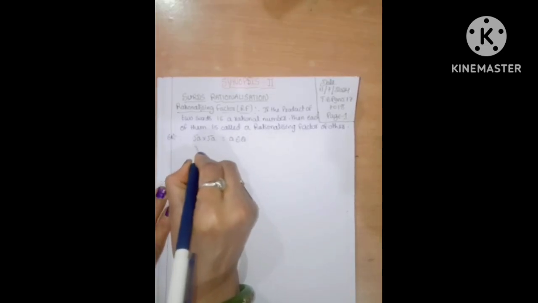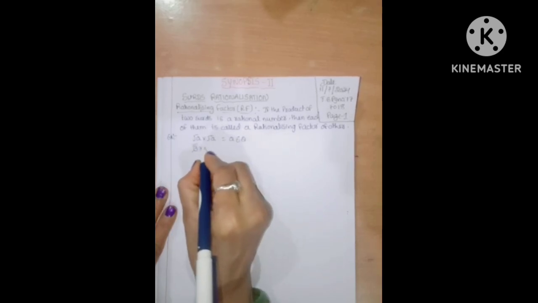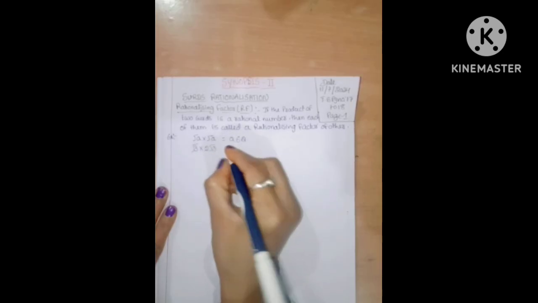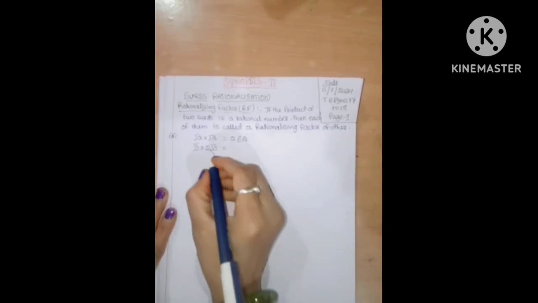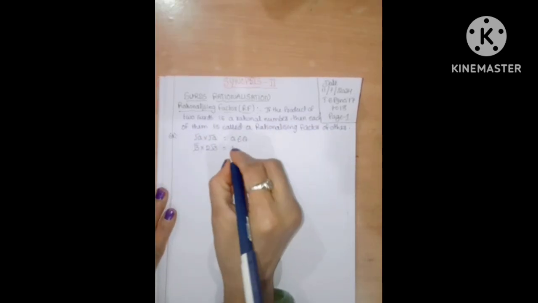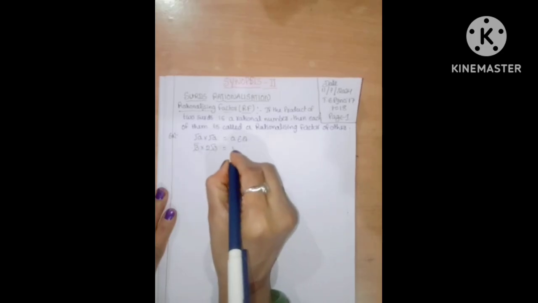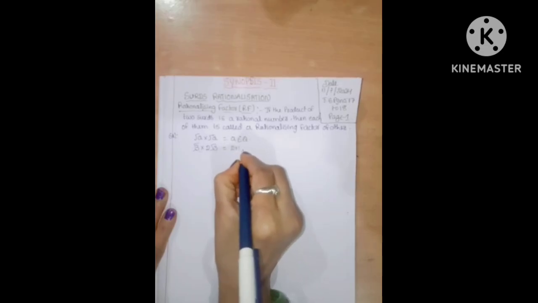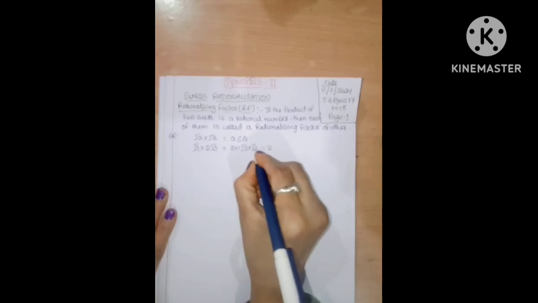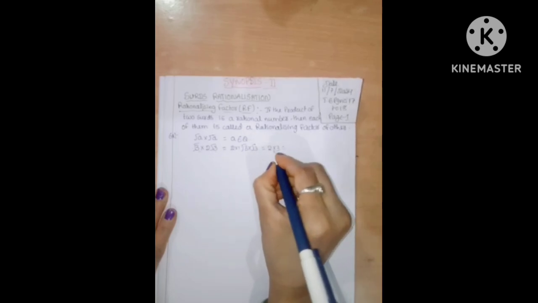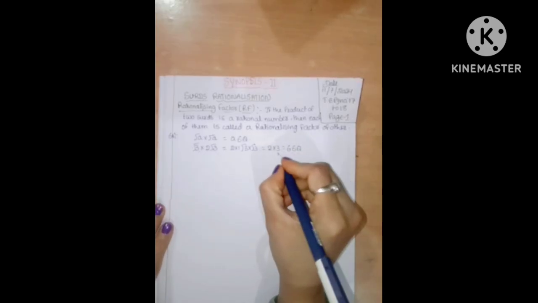For example, root 3 into 2 root 3. The product of the two surds is a rational number. The product of the orders is 2 times 1, and the product of the surds is root 3 into root 3, which is 3 only. So 2 times 3 is 6. Is 6 a rational number? Yes, it is a rational number.